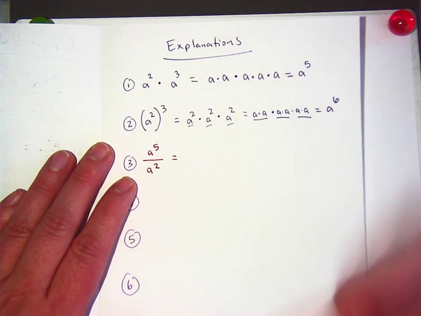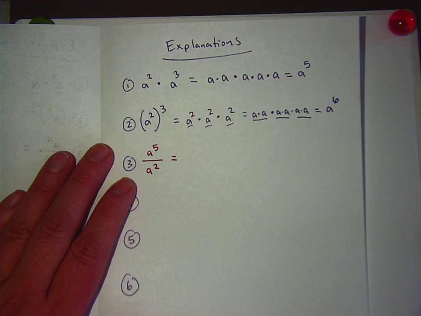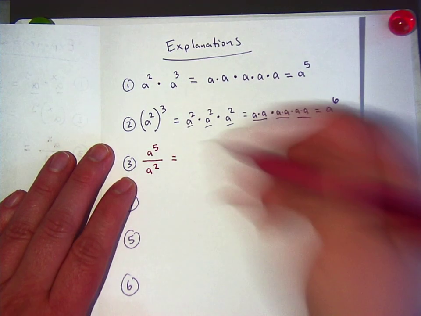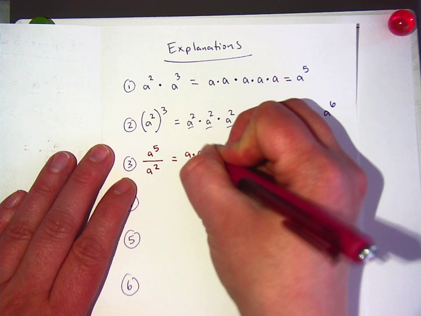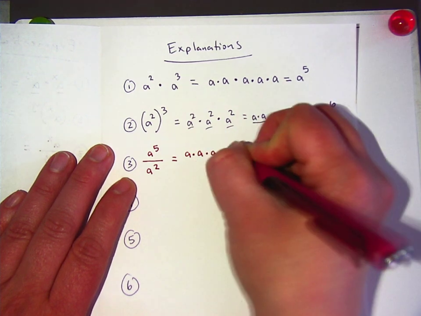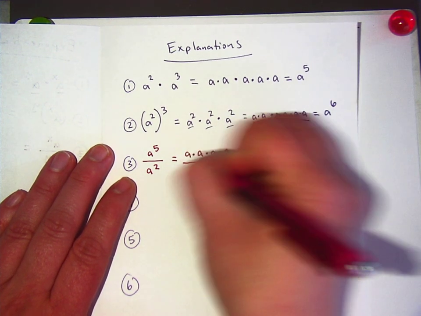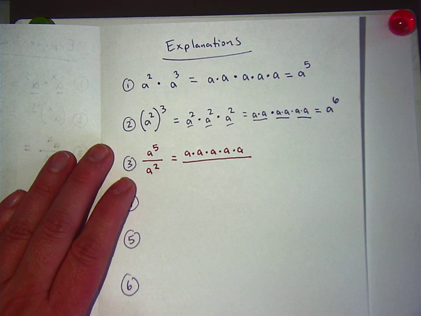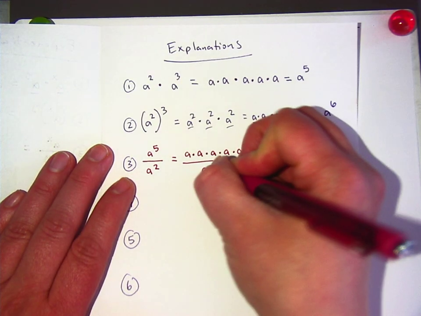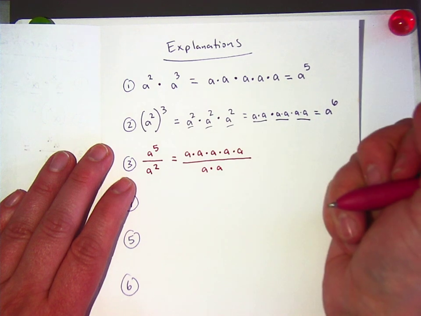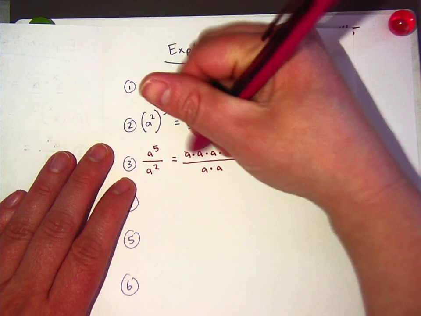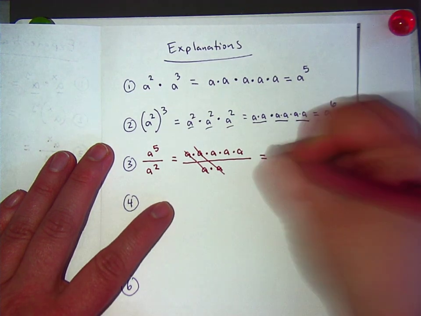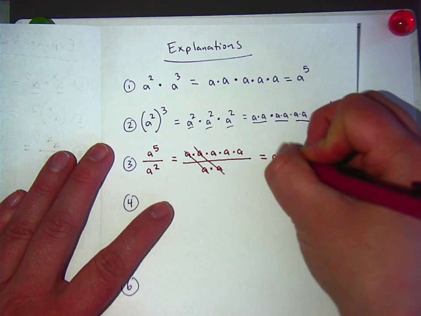What would be a to the 5th? What's the same thing as that? a times a times a times a times a, so 5 a's on top. And how many a's on the bottom? 2. And then if I start canceling things, I can cancel 2 sets of a's, which makes what? 3. A to the 3rd power.